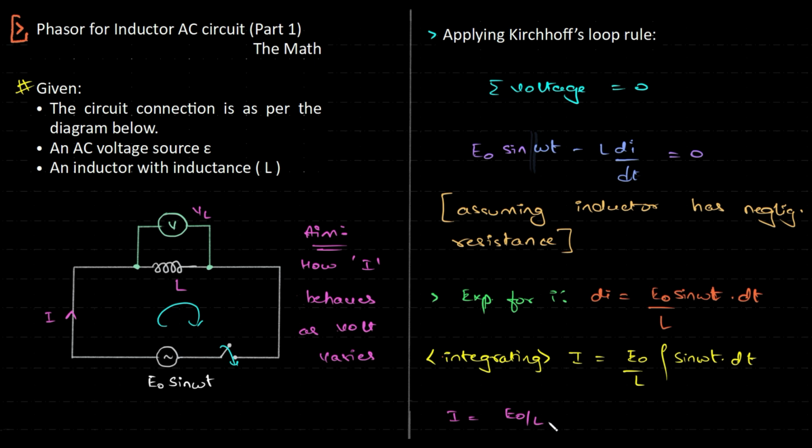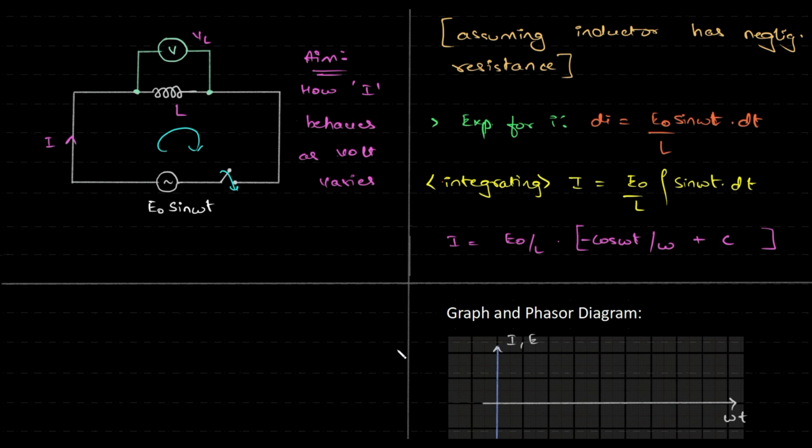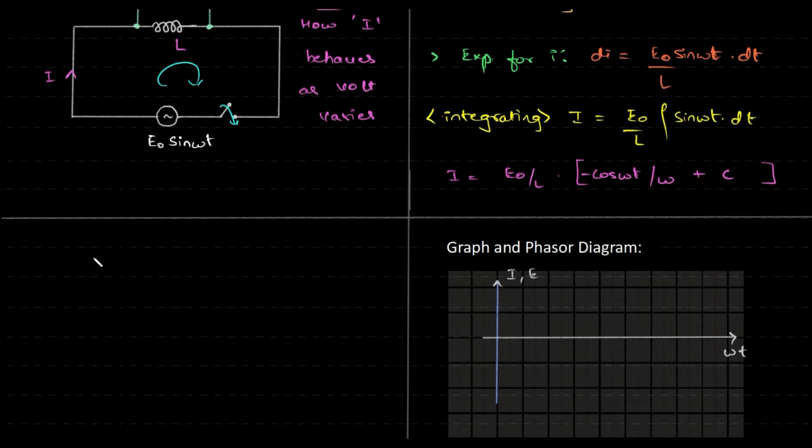E naught by L, integration of sine omega t is minus cos omega t divided by omega, plus a constant c. But this constant c goes to 0. Because it's a sinusoidal wave, it will average out to 0. Okay, guys. Now, we have I, which is equal to E naught by L omega.